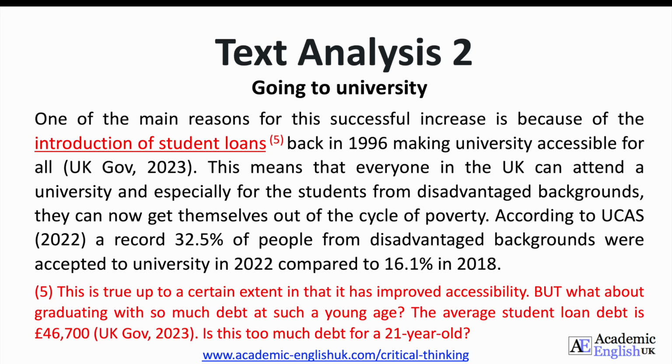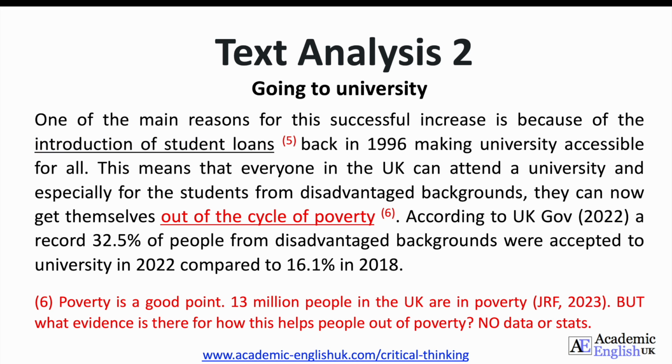Point 6. Students from disadvantaged backgrounds, they can now get themselves out of the cycle of poverty. This again is a significant point as 13 million people in the UK are in poverty, but what evidence is there for how this helps people out of poverty? How many people who went to university have broken out of poverty? I think we need data and statistics here to support this claim.